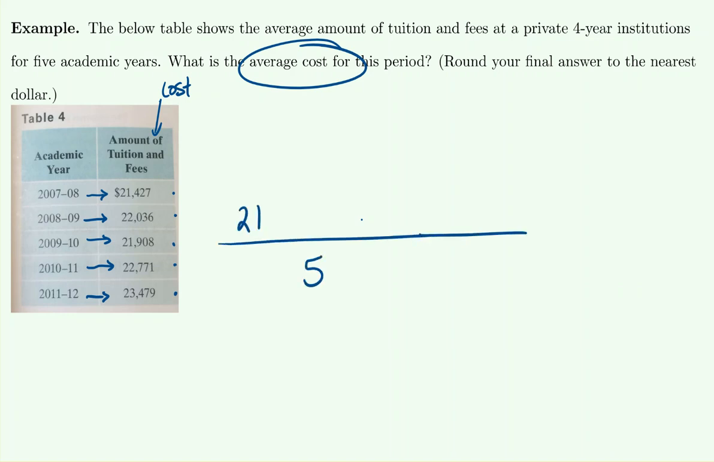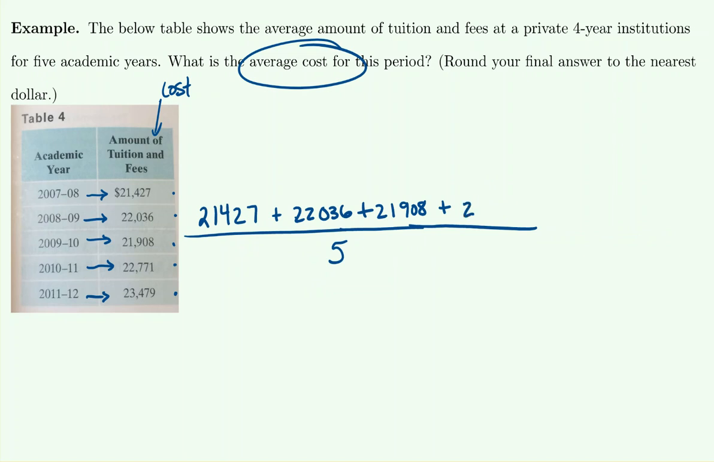Here we'll want our calculator. 21,427 plus 22,036 plus 22,771 plus 23,479. And just to show that all of this is being divided by 5, I might offset this in parentheses, which means do the addition first and then divide by 5.